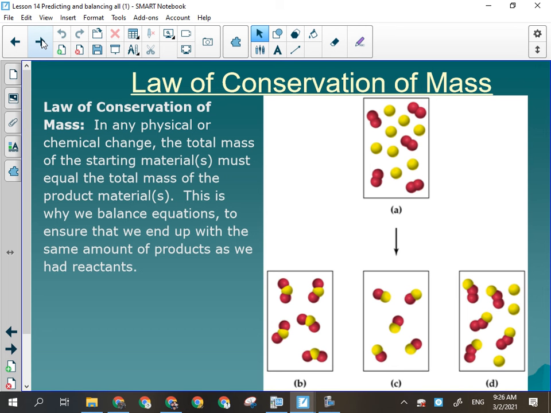We have the same number of particles in D as we have in A. We obviously have way fewer in C, and there's not nearly enough yellow in B for it to be conserved. Everybody all right with that? So that's just, again, the reasoning behind why we balance a reaction, which we already know how to do.